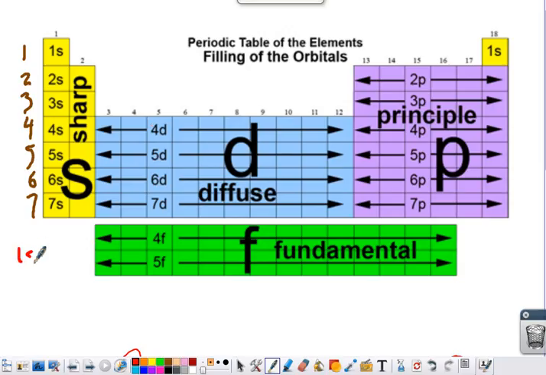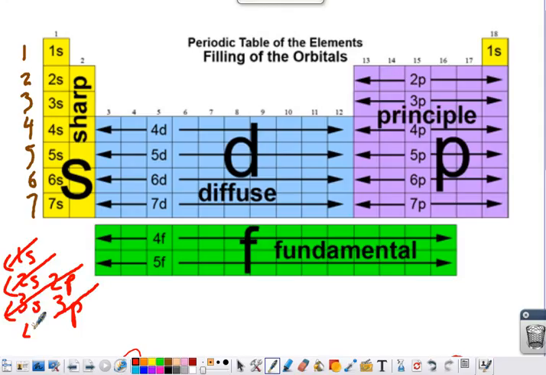It goes 1s2, 2s2, 2... No, teacher, write things wrong. 3s, 2p, right? And then you go through this one, you go through this one, you go through that one. 3p, 4s. What comes after the 4s in Aufbau order? Yep, you take that hat off.